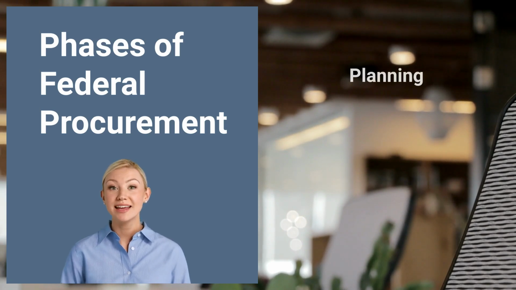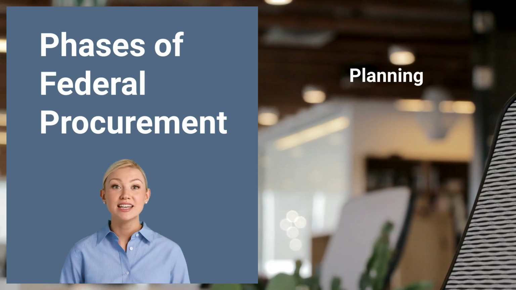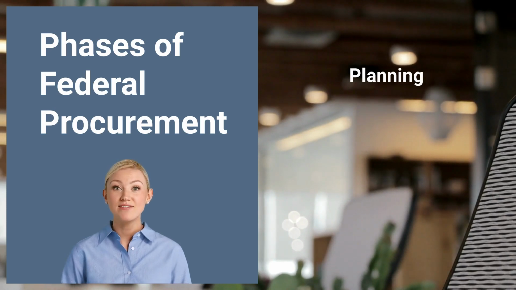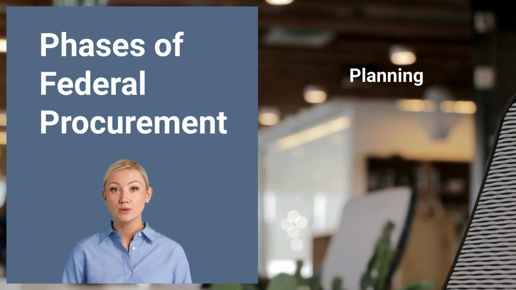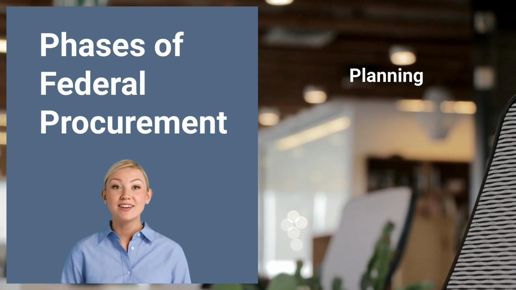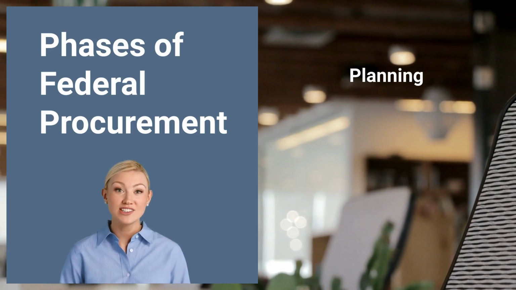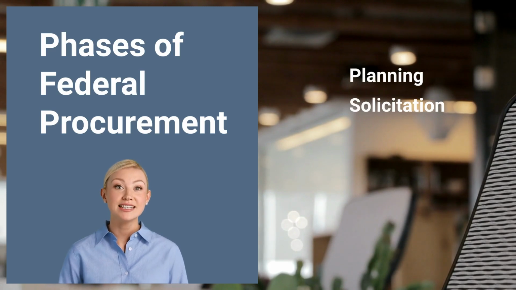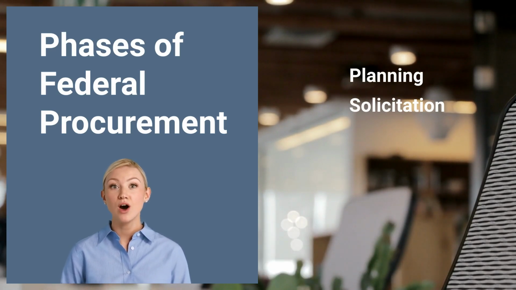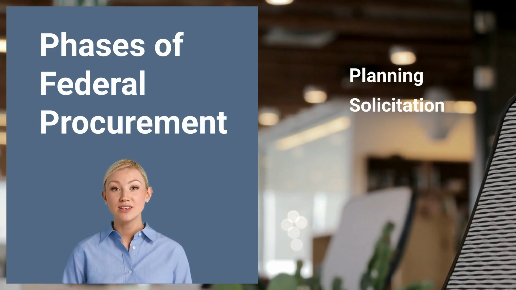Phase 1, planning. Identify the government's needs and conduct market research to identify vendors and solutions. This is when you may see the RFIs come out, which we spoke about earlier. In this phase, the government develops the acquisition strategy and finalizes the procurement plan. Phase 2, solicitation. This is when the government publishes the solicitation on sam.gov, the RFP or RFQ. There are a few others, but these are the only 2 you need to know for now.